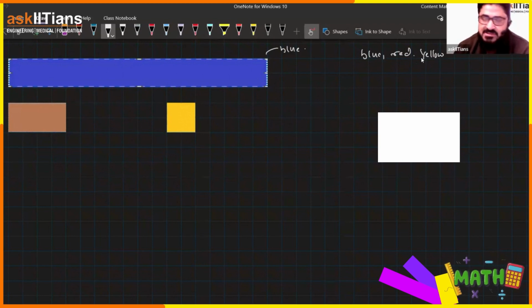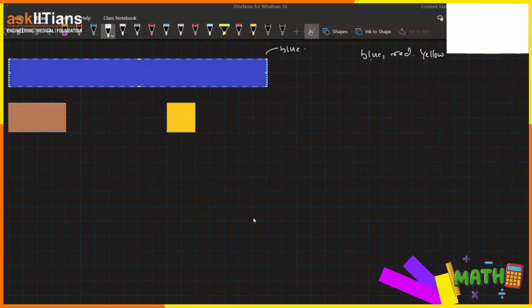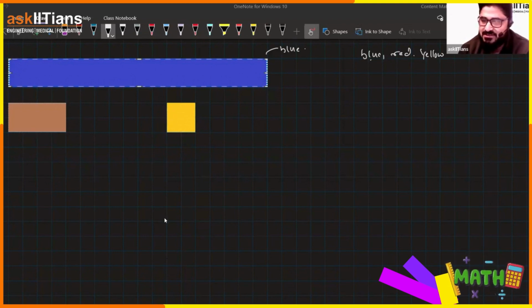Which one is greater? Blue is divided by red. That's okay, but why red? Why not yellow? See, one is dividend, another is quotient, another is remainder. Simple. Because if I divide red by yellow, then red can't be the remainder, because red is greater than yellow. Very simple, isn't it?